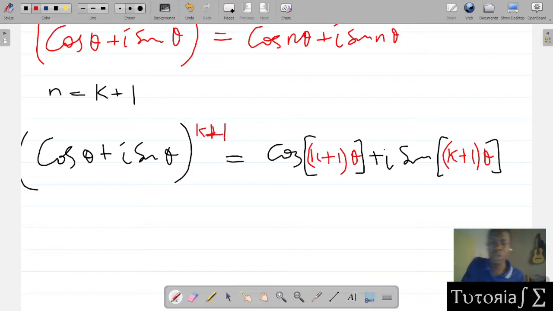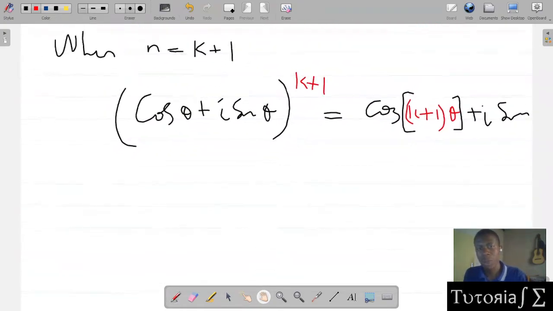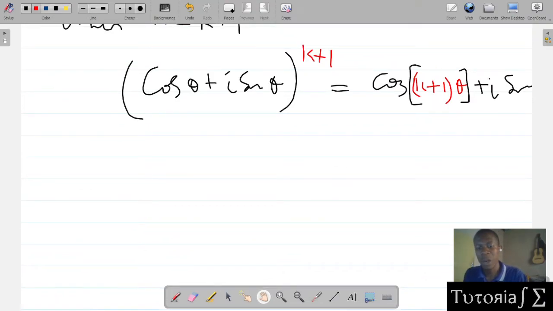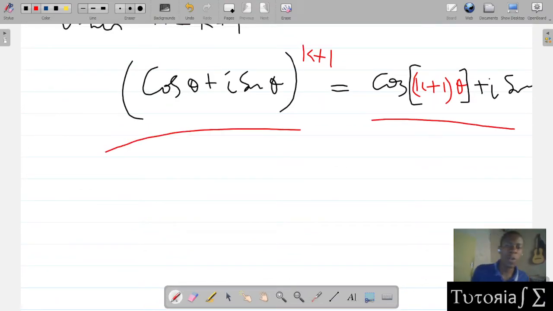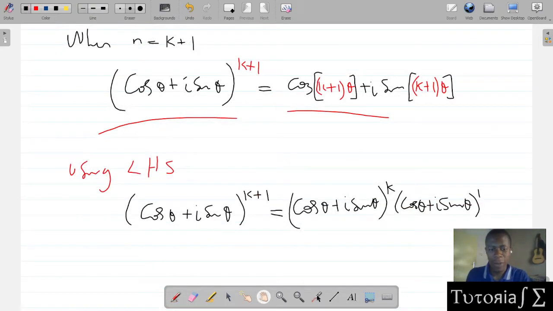So now in this step, we need to show that the left hand side can produce the right hand side, or the right hand side can produce the left hand side. It is up to you. You can choose either way. I'm going to choose this side of the equation to produce this side of the equation. So here we are going to use the left hand side to produce the right hand side.